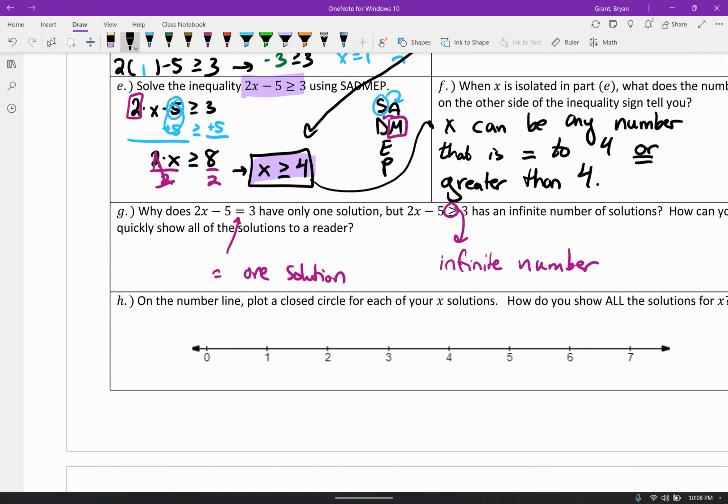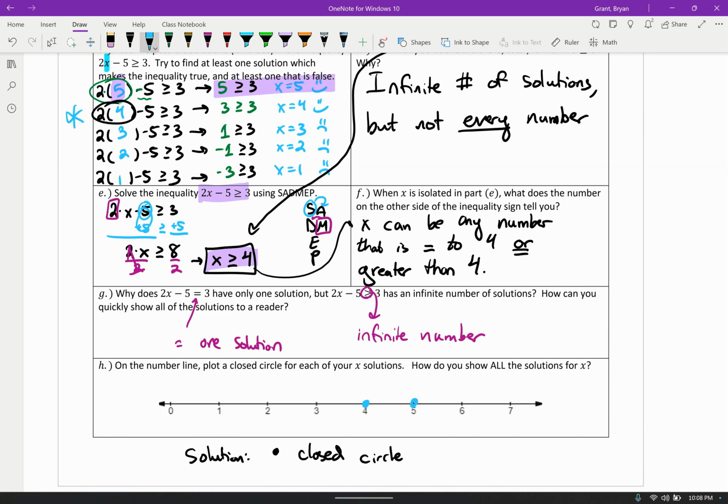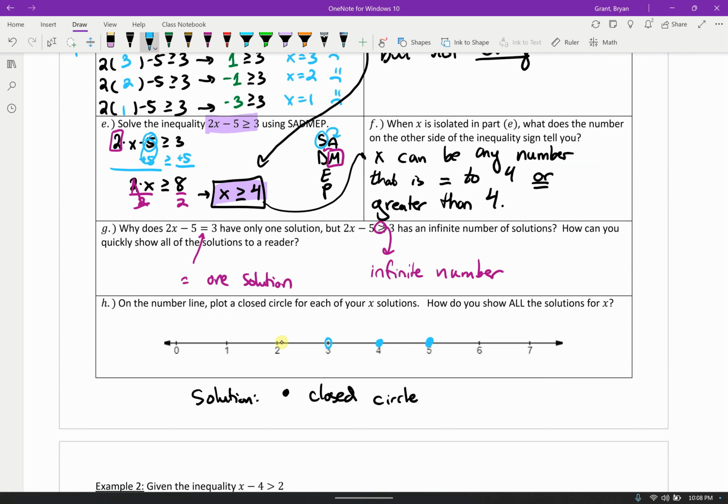So the first thing we need to know is that a solution is always graphed as a point like this. It's a closed circle. So let's graph a couple solutions. Just by doing what we did up above, we know that 4 is a solution. We saw that one work way up here. We also know that 5 is a solution. How do we show things that aren't solutions? Well, we actually use open circles. So we saw that 3, 2, and 1 were not solutions, so we can do open circles. So this open circle means not a solution.